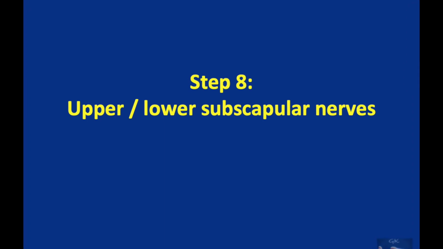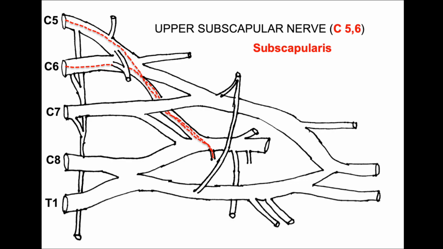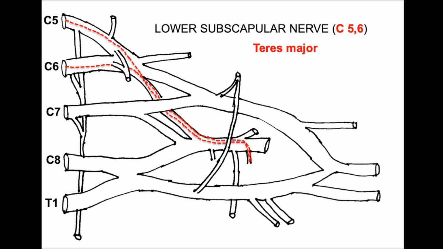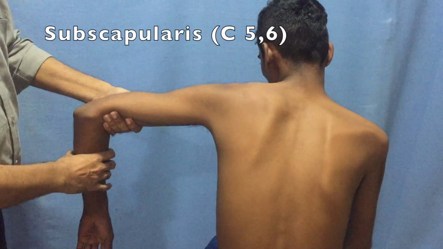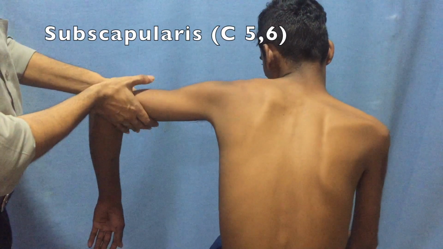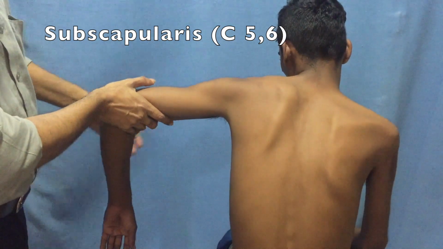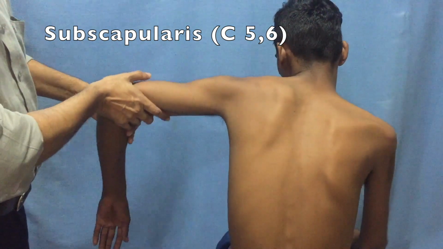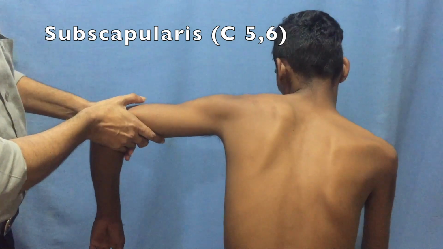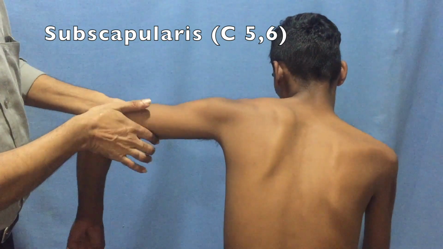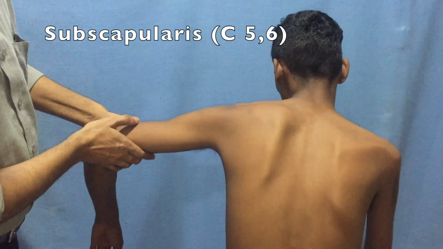Now two branches from the posterior cord, that is the upper and lower subscapular nerves, are tested. The upper subscapular nerve supplies the subscapularis and the lower one supplies the teres major. The subscapularis is examined with the patient in sitting position, shoulder abducted to 90 degrees and supported by the examiner's hand. The patient is now asked to move the arm backwards and upwards. If he is able to move it, it indicates M3 grade.